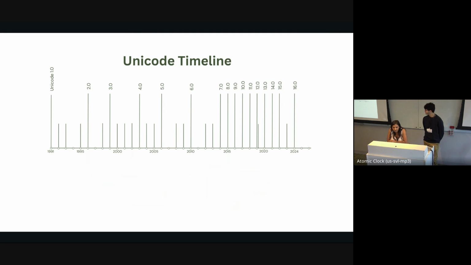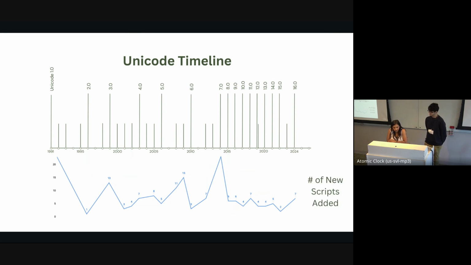Okay, we'll just quickly look at how many scripts and characters were added to Unicode through this same time period. So this is a chart of the number of new scripts added in each edition. You can see that on average, about 6 new scripts were added per version. And there are some peaks in version 3 and the different version 5 releases. And then again in version 7, when 23 scripts were added at once.